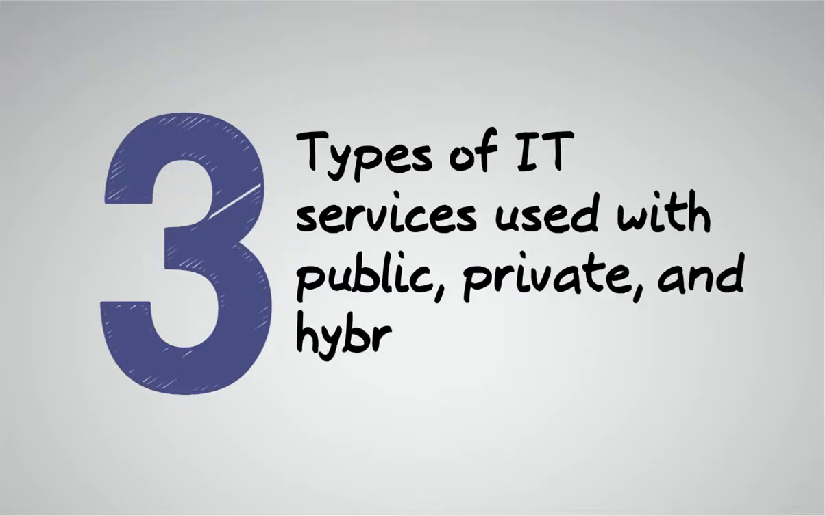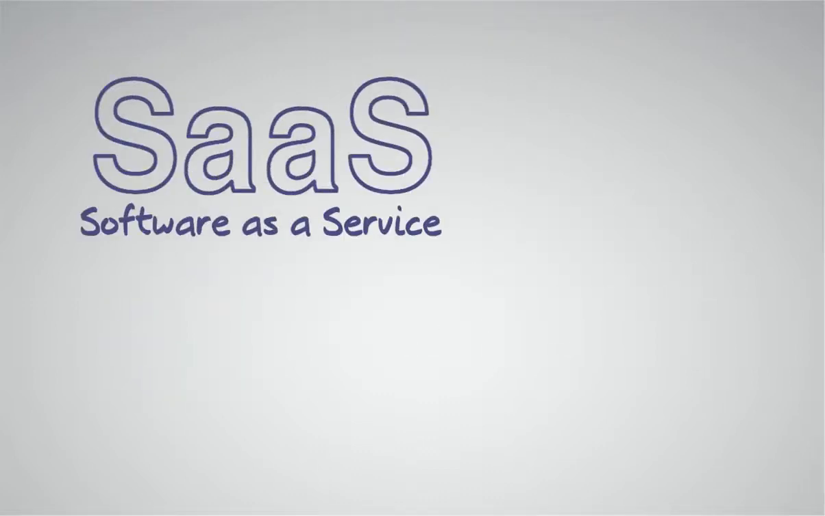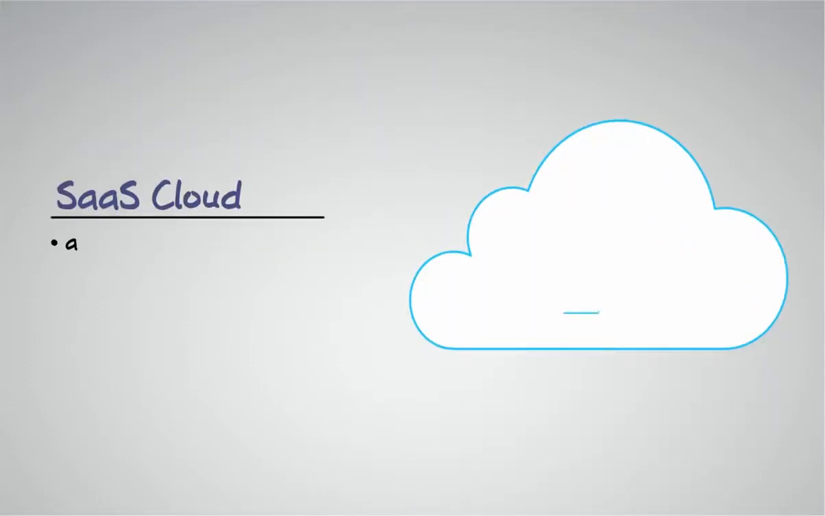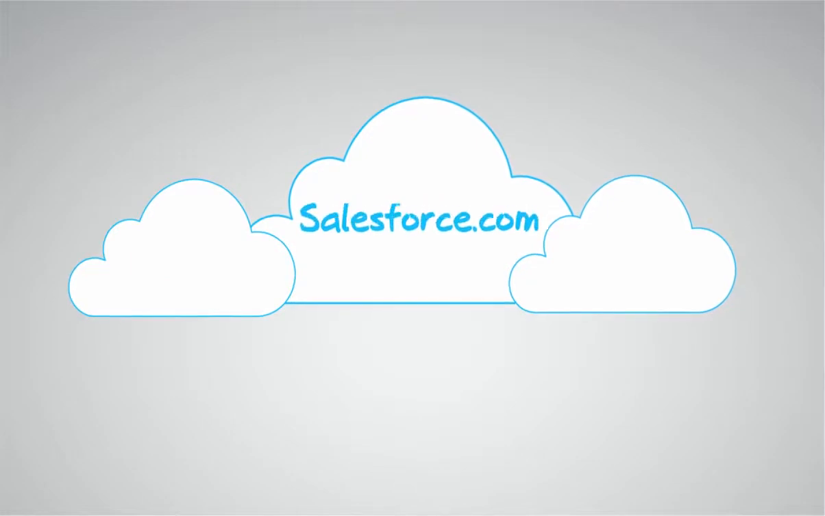In addition, there are 3 distinct types of IT services that enterprises both deliver and use today through public, private, and hybrid clouds. The first is software as a service, or SaaS. SaaS enables users to access an application, but they have little or no control over the delivery of the application. An example of SaaS is Gmail or Salesforce.com.